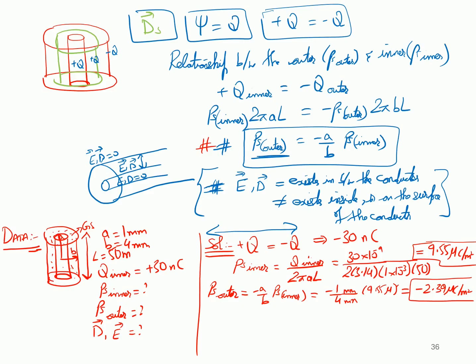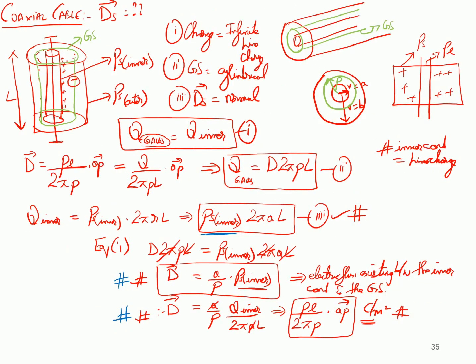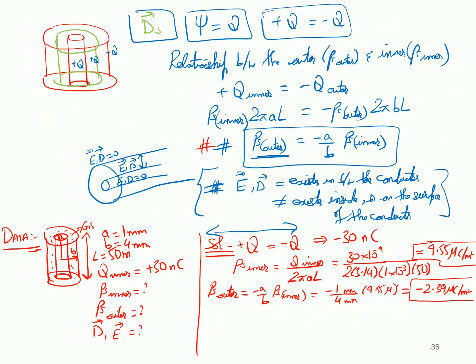Or you can also use this equation for the outer, since the inner has the value of A by B, the outer can also be used. So you can use the ratio of charge divided by 2 pi B L, but this equation is also acceptable. So now once we know this equation, how do we find the electric flux density and electric field?